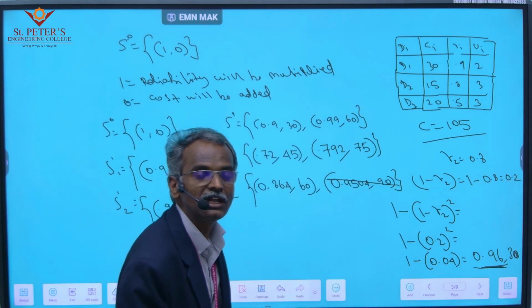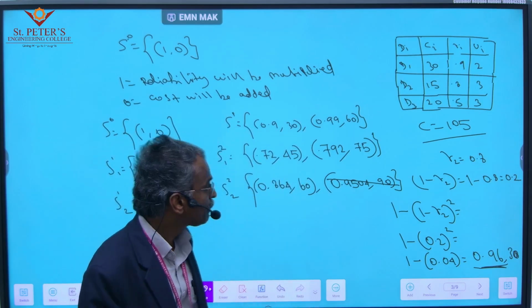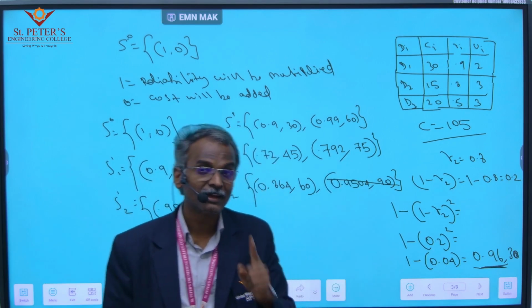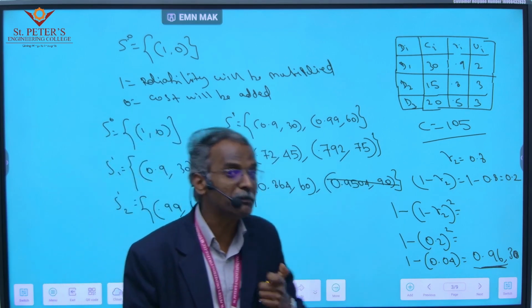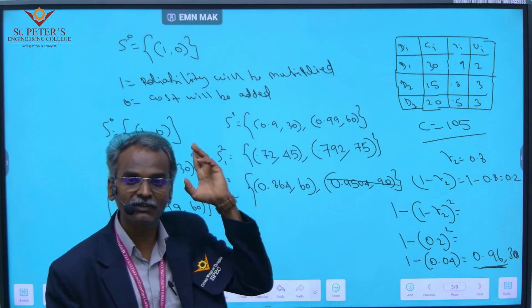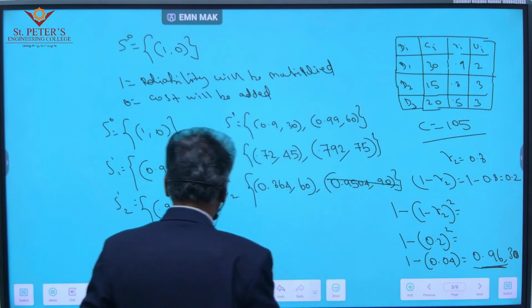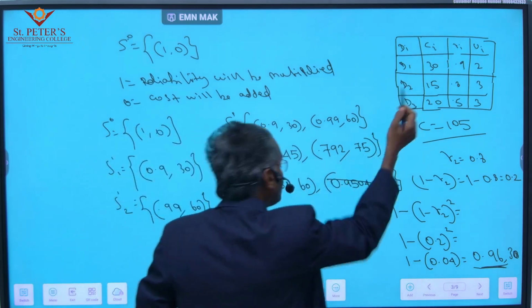Hereafter, whenever we are calculating, before we calculate the reliability, first we will look into the cost. If the cost permits us, we will proceed with the calculation of reliability. Otherwise, we will strike it off. Right. So one more device we need to buy, one more copy we need to add for the second device.